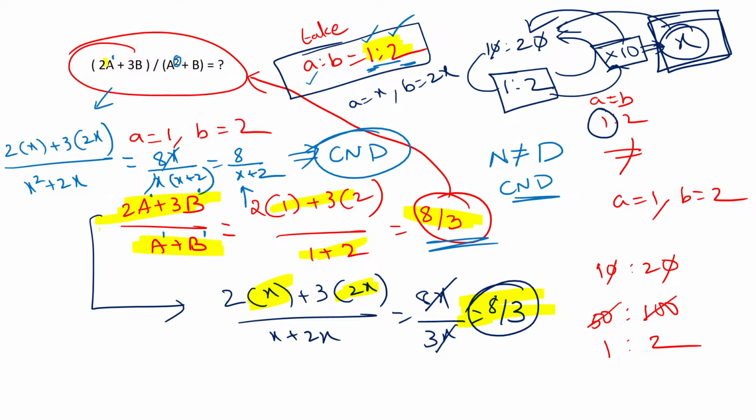But in the question which I have given you, you are having different powers in numerator and denominator. In that case, you should not take a equal to 1 and b equal to 2. If you take a equal to 1 and b equal to 2, you are going to get the answer as 8 by 3. But the actual answer is 8 by x plus 2. As long as you don't know the value of x, you can't say a definite answer for these kind of questions. That's why when numerator and denominator powers are not same, you no need to do the problem. The answer is always cannot be determined.